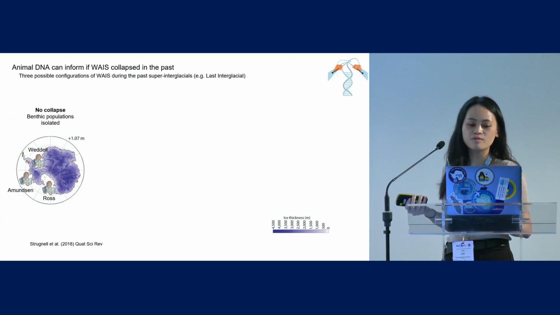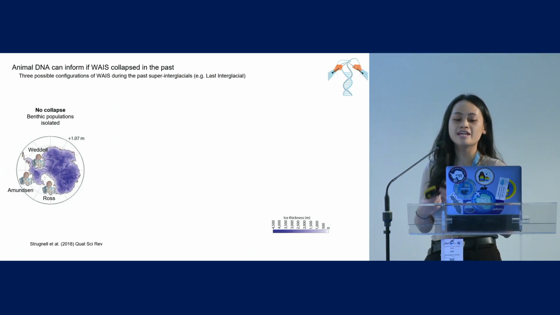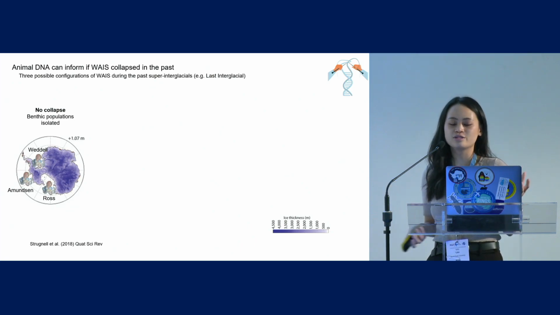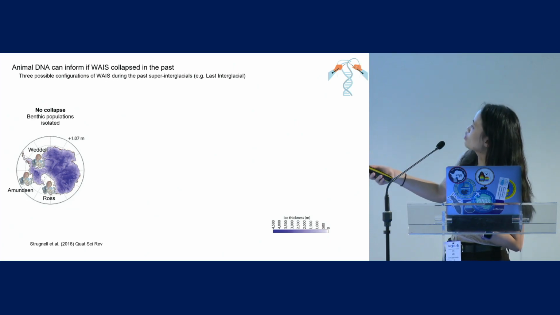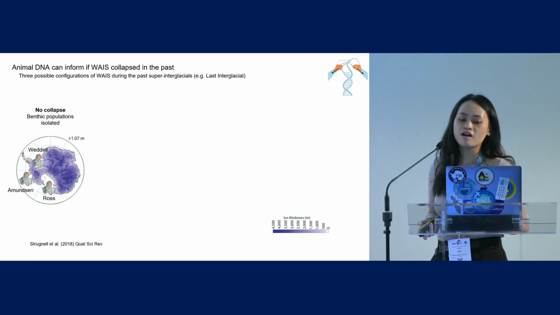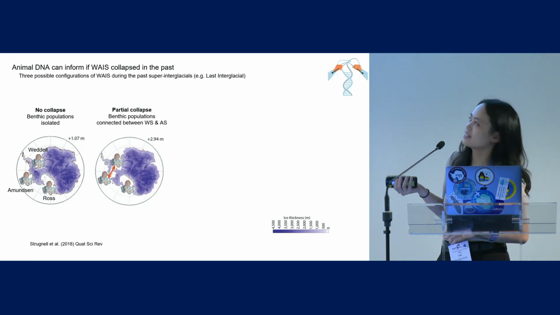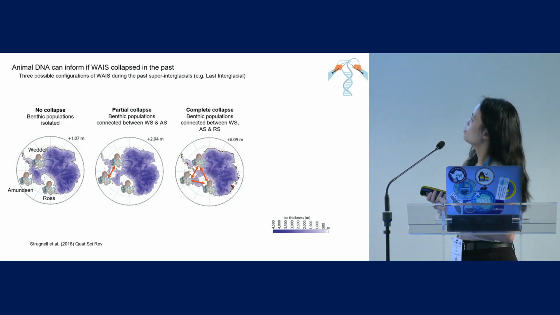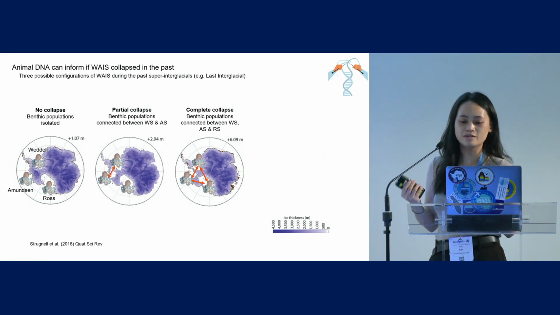So there are 3 possible configurations of the West Antarctic ice sheet in past super-warm interglacials, including the last interglacial. The first scenario is that there will be no collapse and just a little melt. So from an animal genetics point of view, the benthic populations in the Weddell, Amundsen and Ross would be isolated from each other by the physical ice sheet. The second scenario is a partial collapse, where the benthic populations would be connected by this trans-West Antarctic seaway between the Weddell and Amundsen Sea. And the third scenario is a complete collapse, where the benthic populations would be connected by seaways between the Amundsen, Ross, and Weddell Sea.